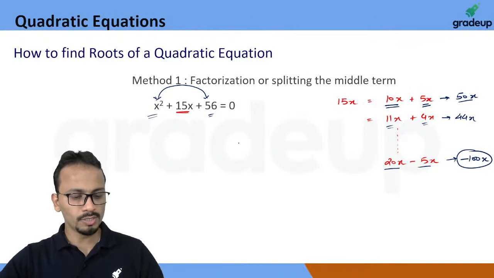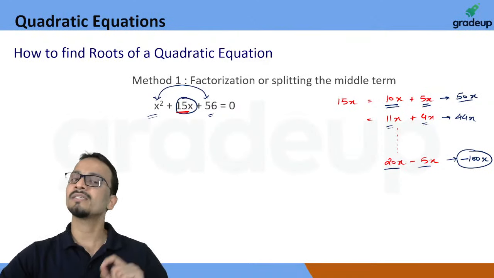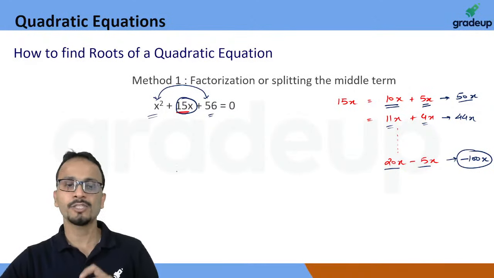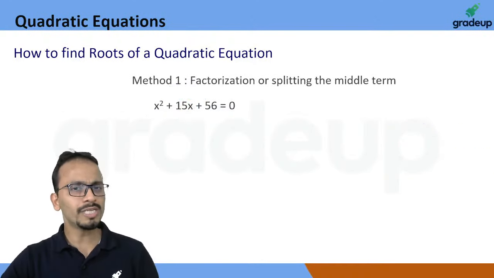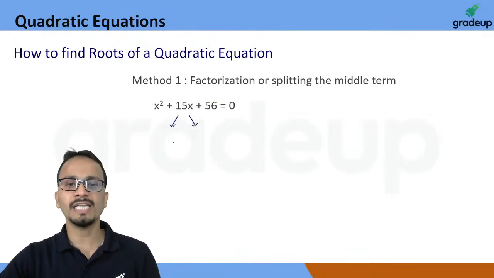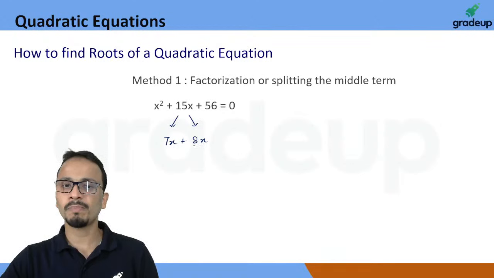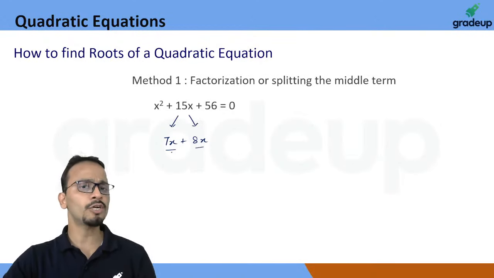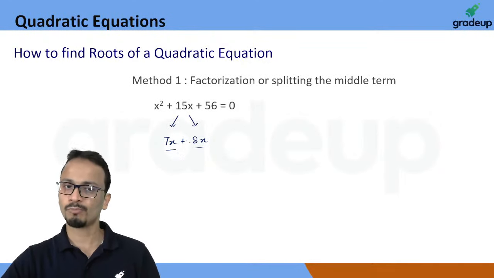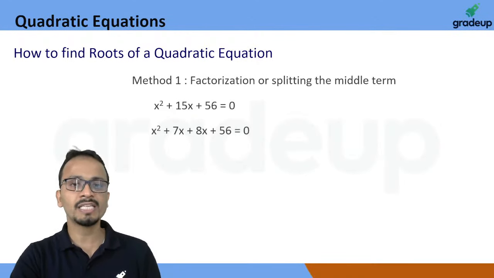So what you have to do is find out how 15x can be written as the sum or the difference of two terms whose product is 56x square. Using a little bit of hit and trial, you can find out these numbers. So I can write 15x as 7x plus 8x. Now 7x plus 8x, yes, it is 15x, and the product of 7x and 8x is equal to 56x square. So now I'll write 15x as 7x plus 8x.